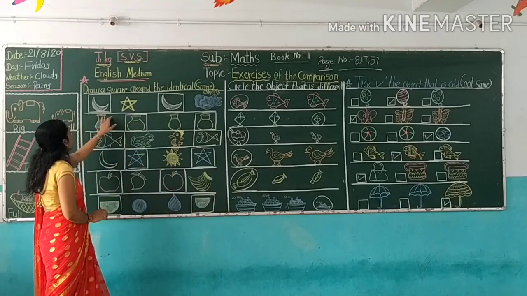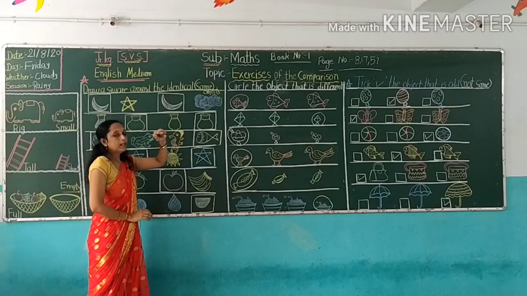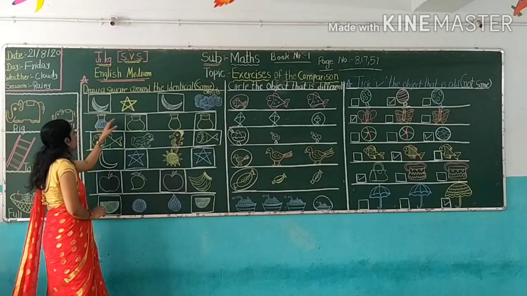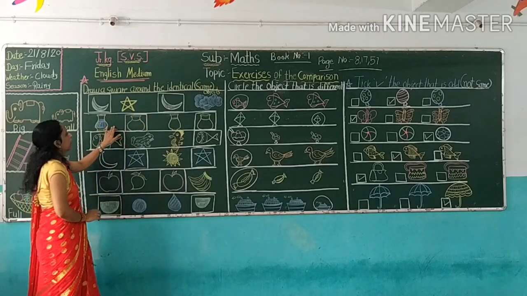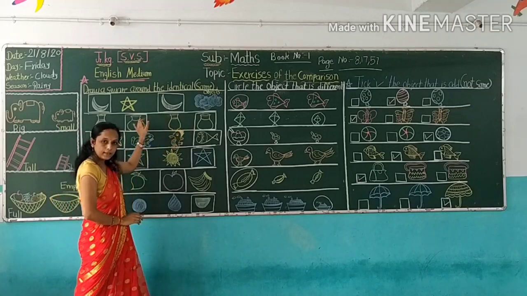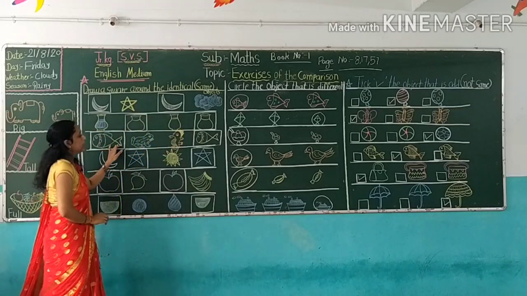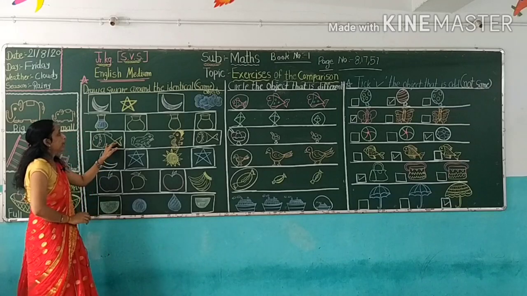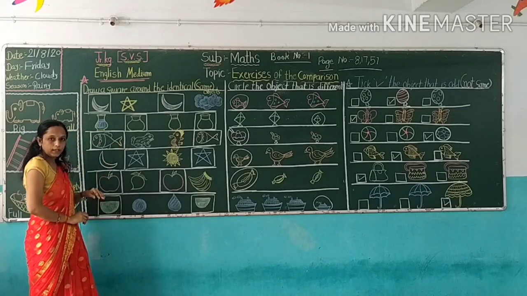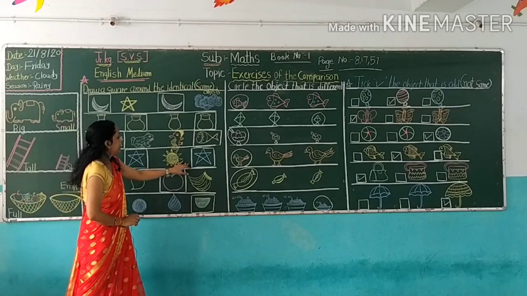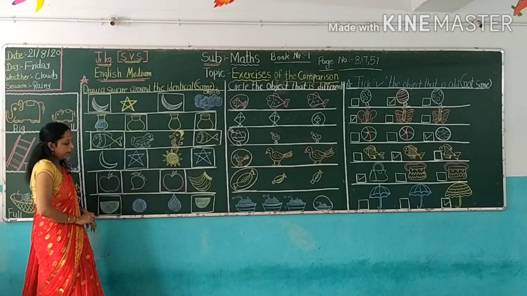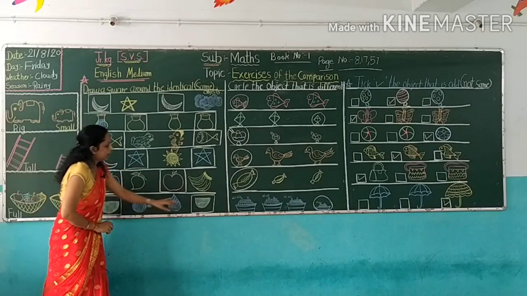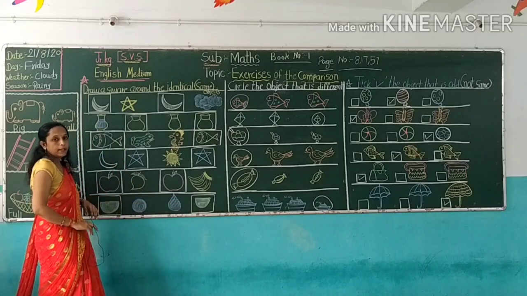And draw a square around the identical same object. So this moon is same. And next, these spots are same. And this fish is same. Same and different. Okay. This star is same. These apples are same. And this semicircle is same.